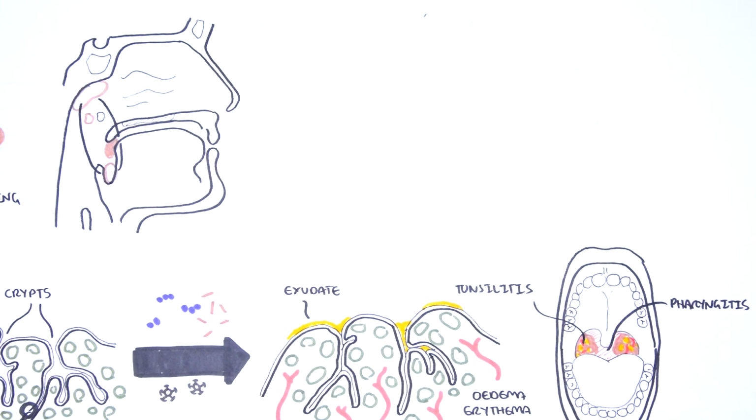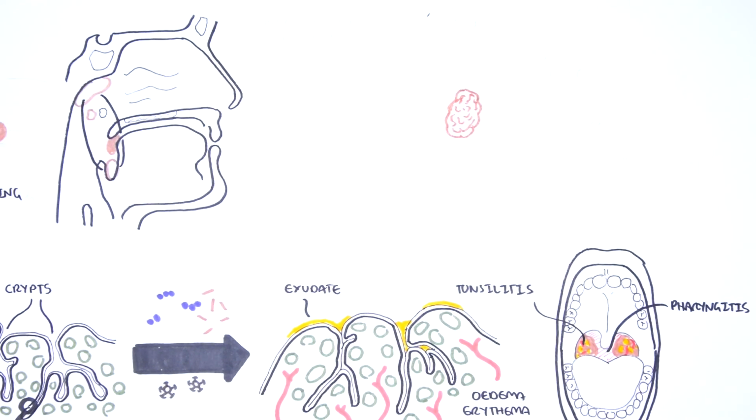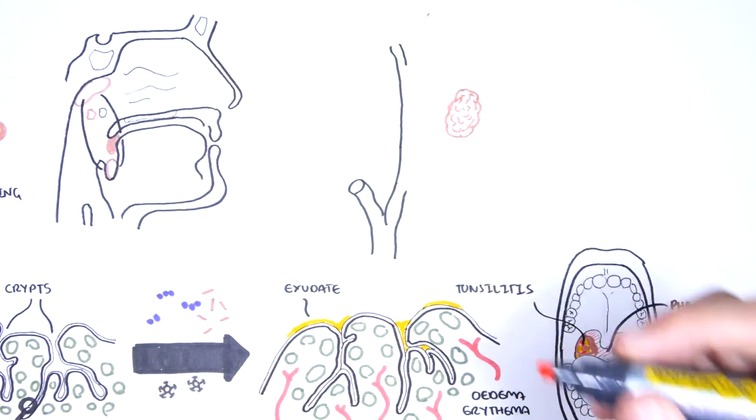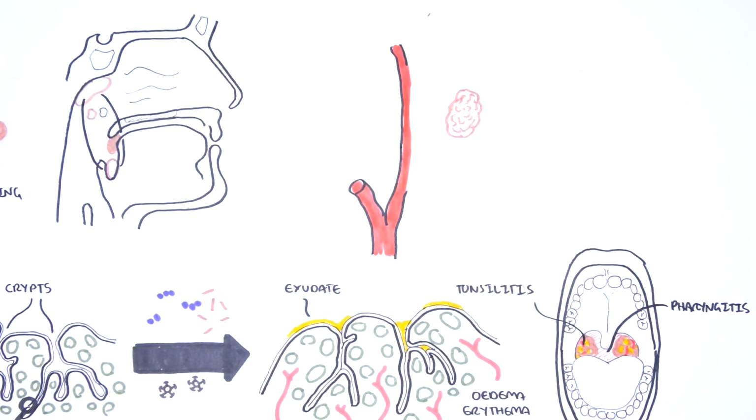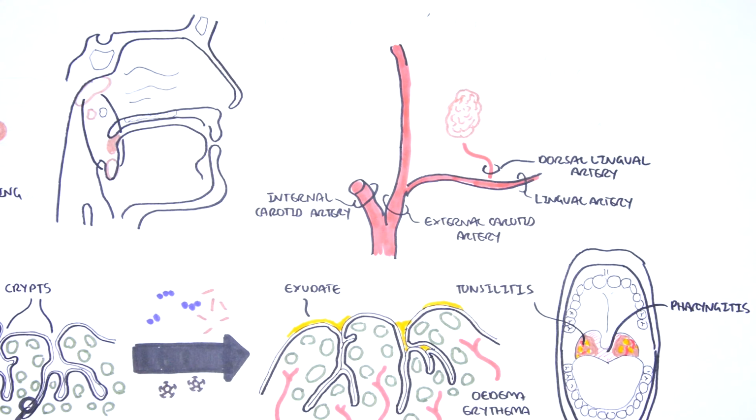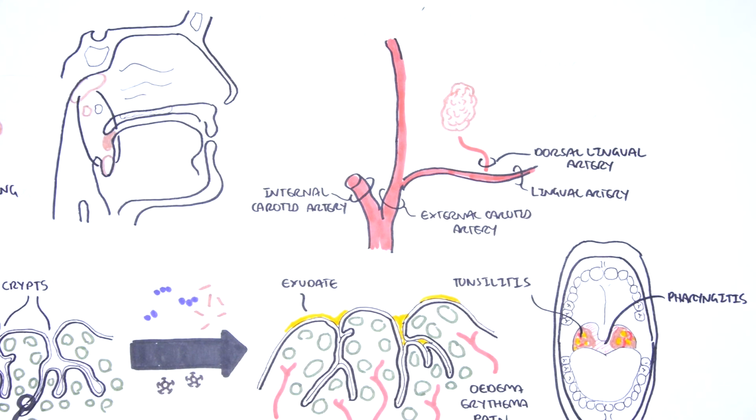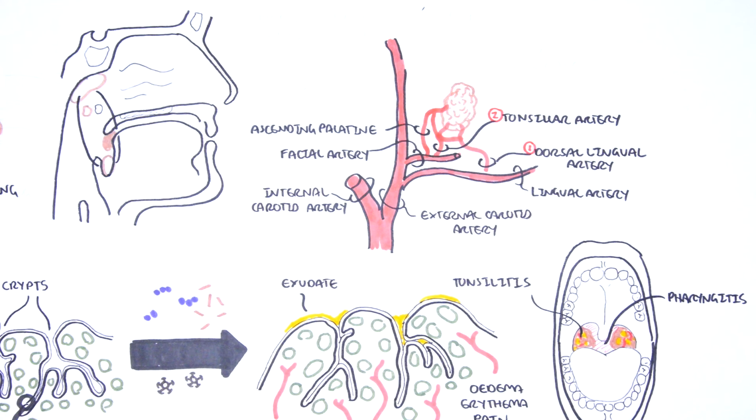The palatine tonsils have a rich blood supply. The palatine tonsils are supplied by the branches of the external carotid artery. You have the anterior tonsillar artery, basically the dorsal lingual artery via the lingual artery. The inferior tonsillar artery via the facial artery. The ascending palatine artery from the facial artery.